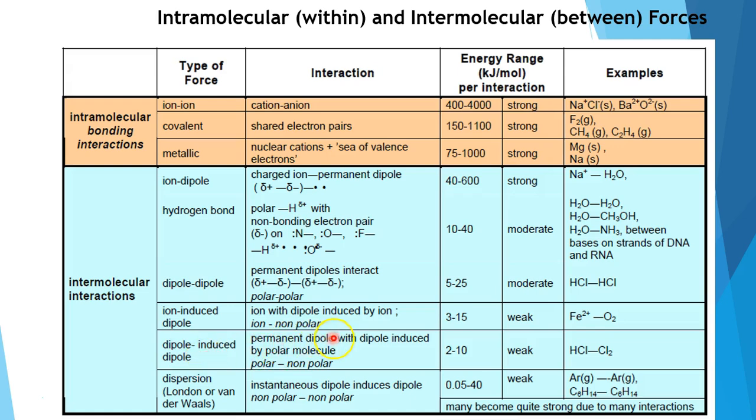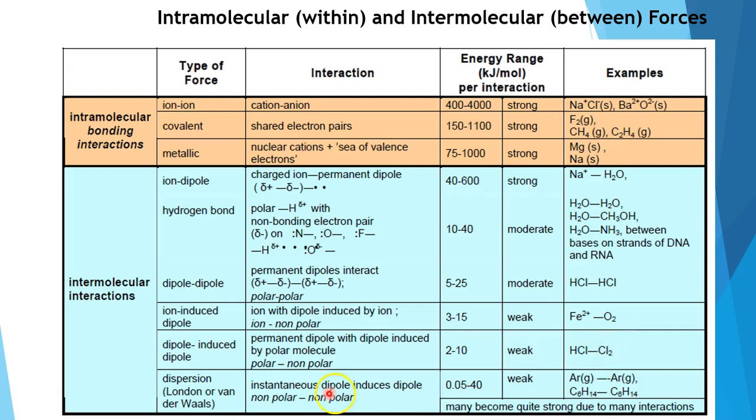The next type of interaction is called the dipole-induced dipole. It is a permanent dipole with a dipole induced by a polar molecule on a non-polar one. So let's examine here. This is a polar molecule, hydrochloric acid, and this one is non-polar. So a permanent dipole with a dipole-induced dipole. This molecule can induce a dipole even though this molecule doesn't have a clear dipole. It has an even share of the valence electrons.